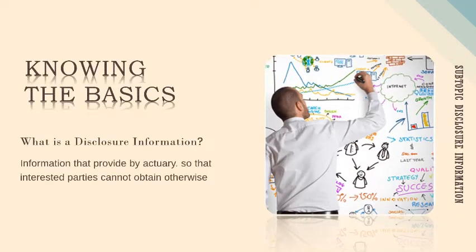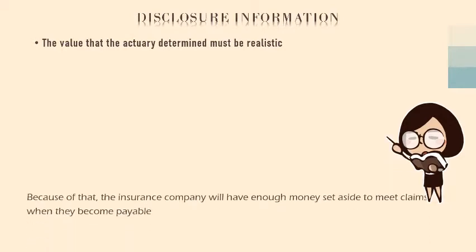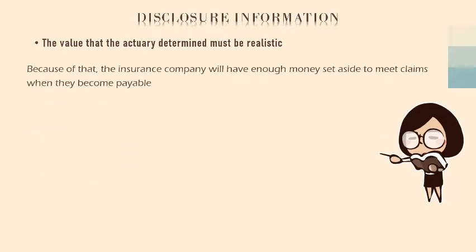What is disclosure information? Information that is provided by an actuary, so that interested parties can obtain what they cannot otherwise. Industrial applications. Because of that, the insurance company will have enough money set aside to meet claims when they become payable.